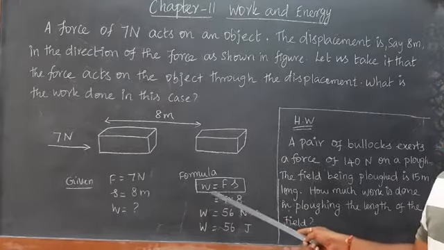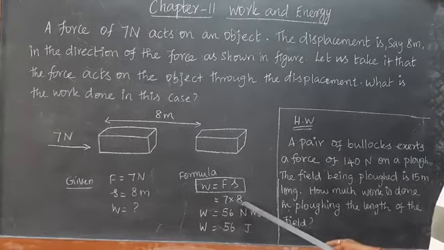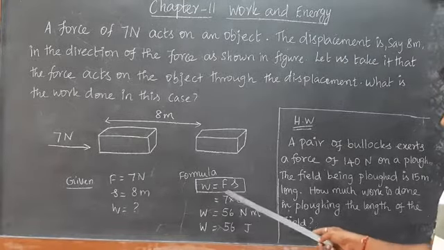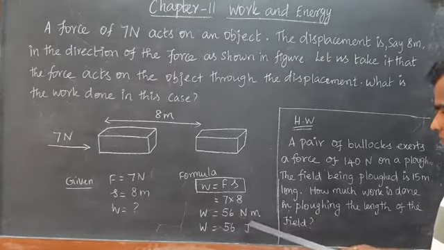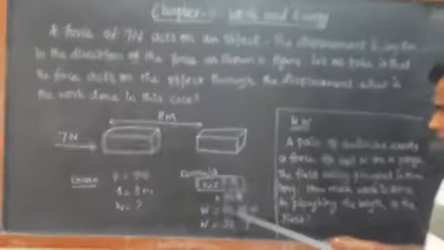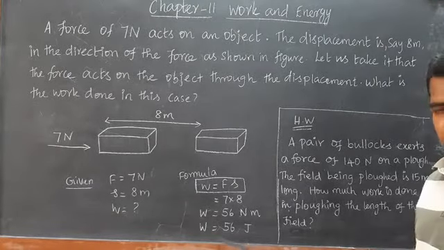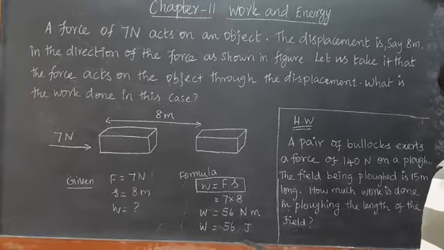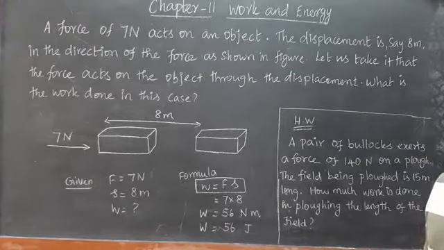The formula for work done is F into S. F is 7 Newton and displacement S is 8 meter. So 7 eights are 56. Force is in the unit of Newton and the displacement is in the unit of meter. Either you can write W is equal to 56 Newton meter, or otherwise you can write W is equal to 56 Joule. The SI unit of work is Joule. Therefore we can write work done is equal to 56 Joule.